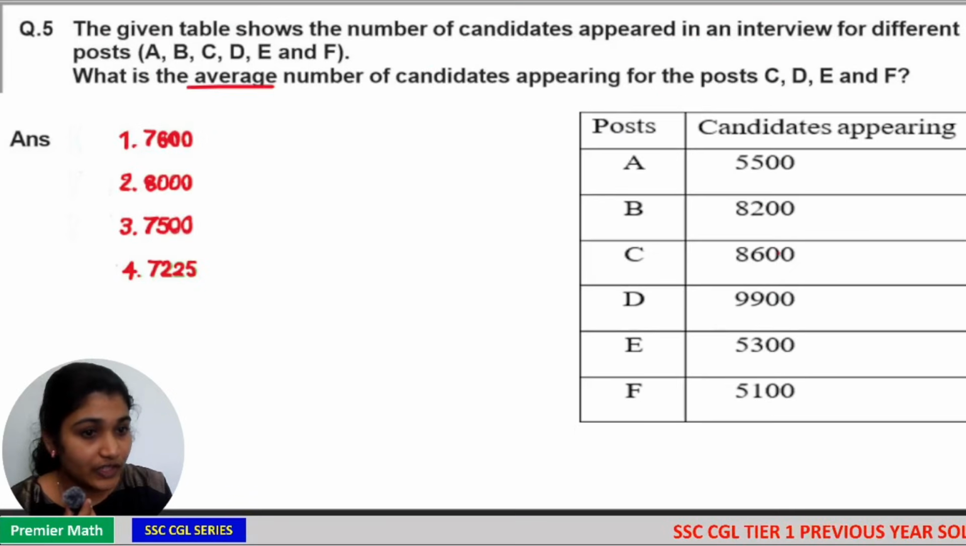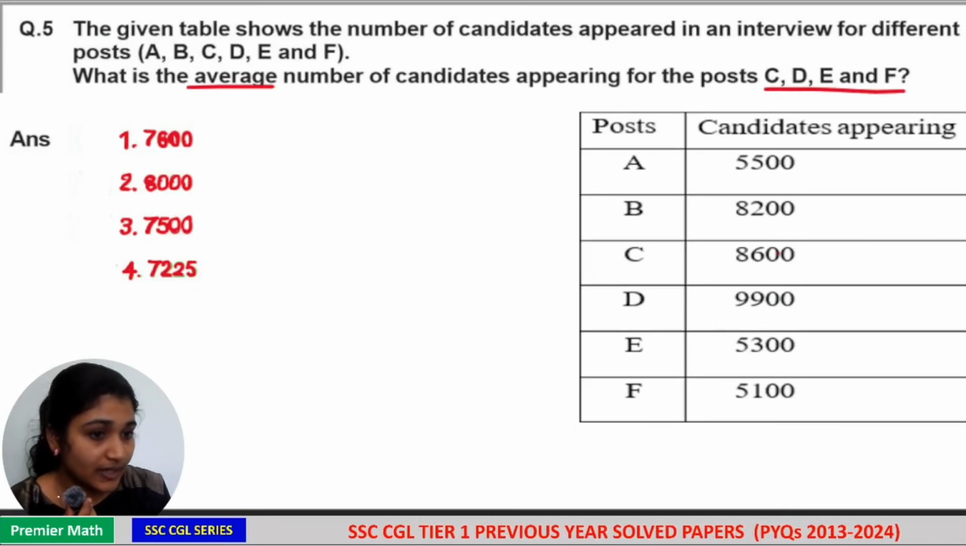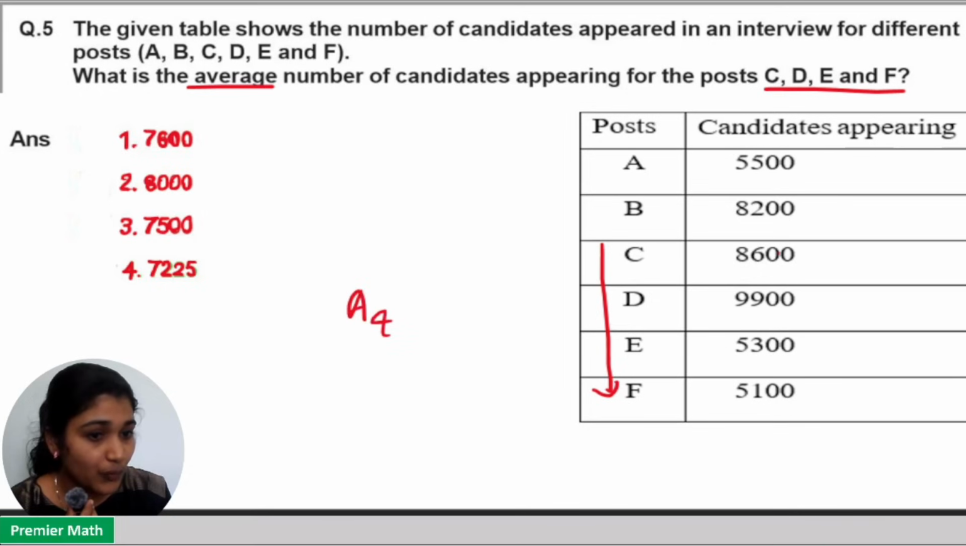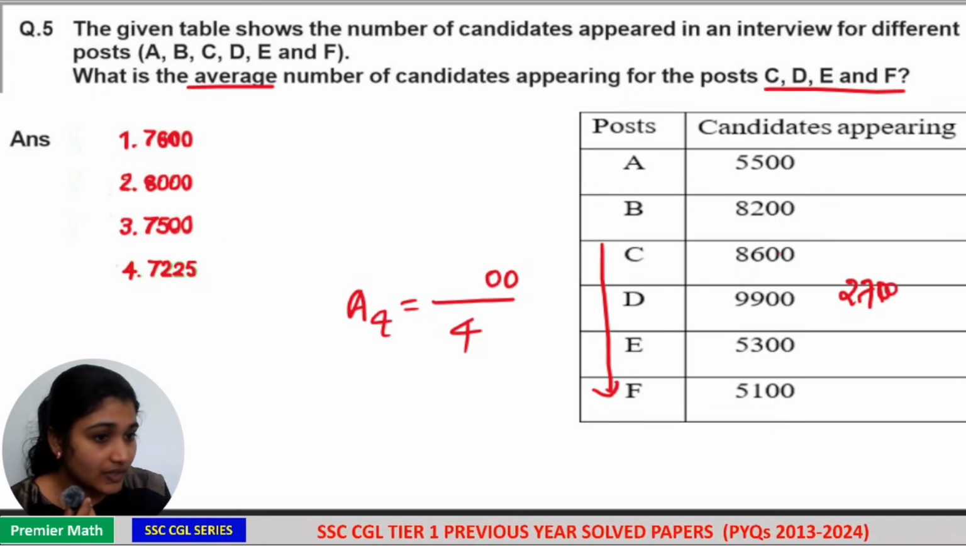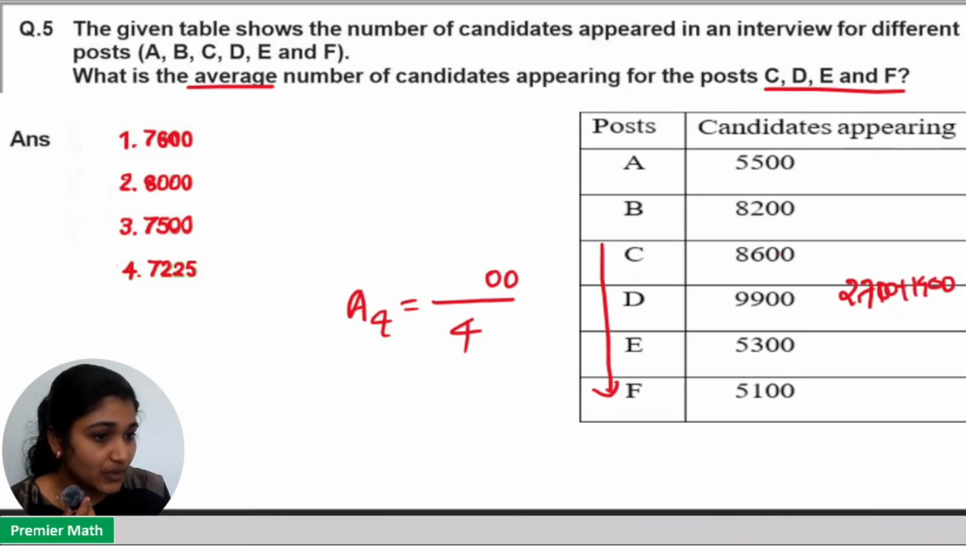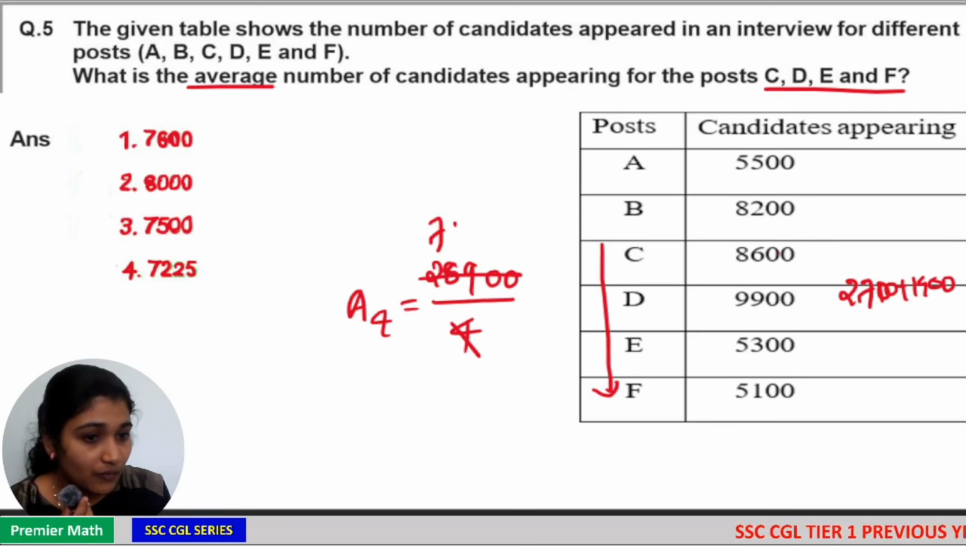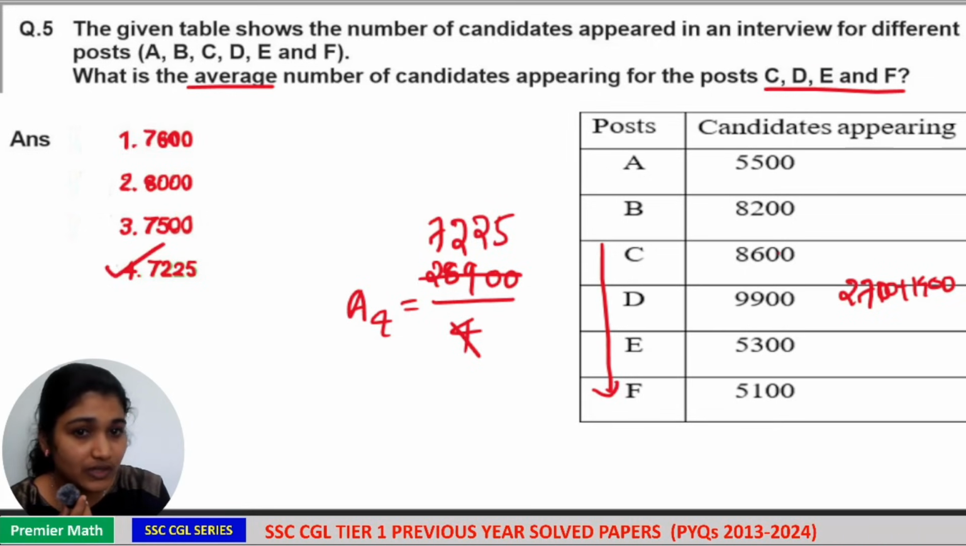Option 4. What is the average number of candidates appearing for the post of C, D, E and F? C, D, E and F means we need the average of 4. So take the sum of 4. Here 5 plus 5 is 10, 10 plus 8 is 18, 18 plus 9 is 27. And here we have 300 plus 100, 400 plus 600, 1000, 1000 plus 900 is 1900. So 2700 plus 1900 means 27 plus 19, 28 and 900. So 4 goes 7 times in 28, 2 times in 8, 2 times in 10 and 5 times in 20. Option 4 is our answer.